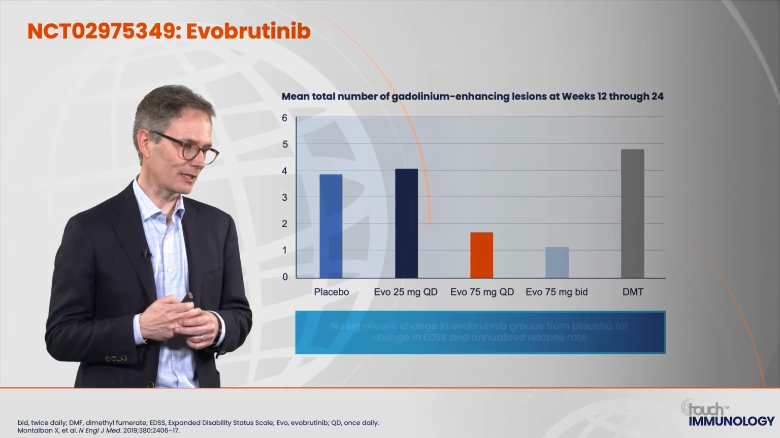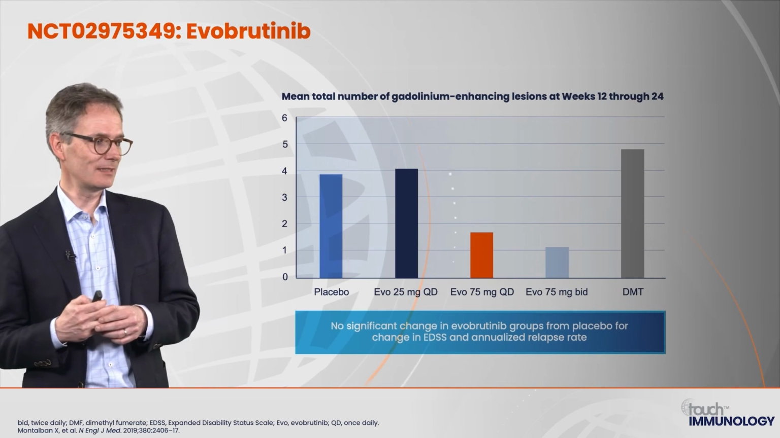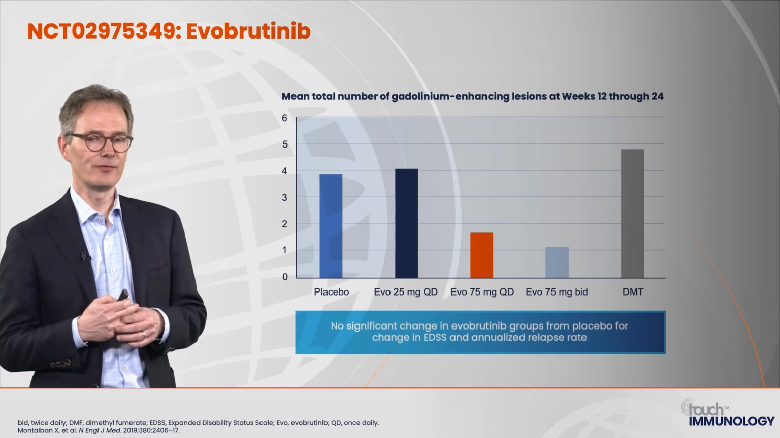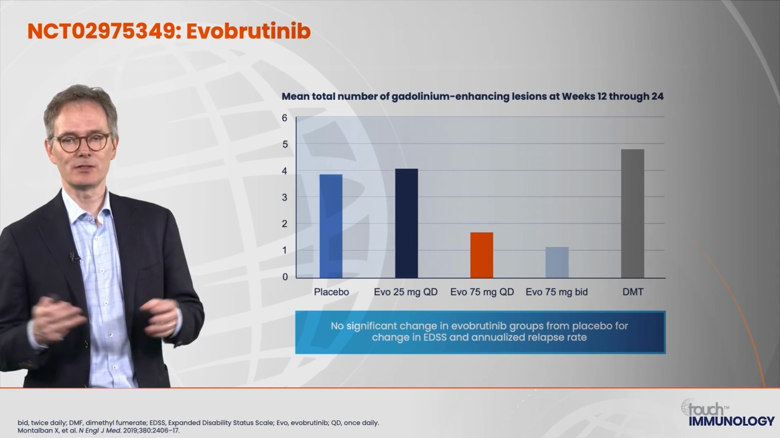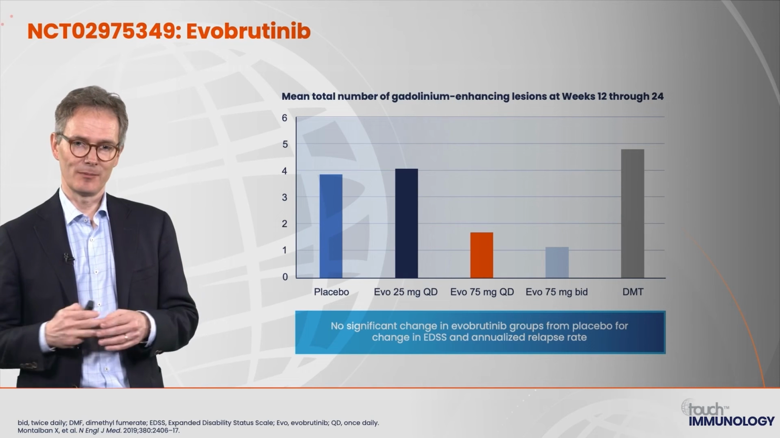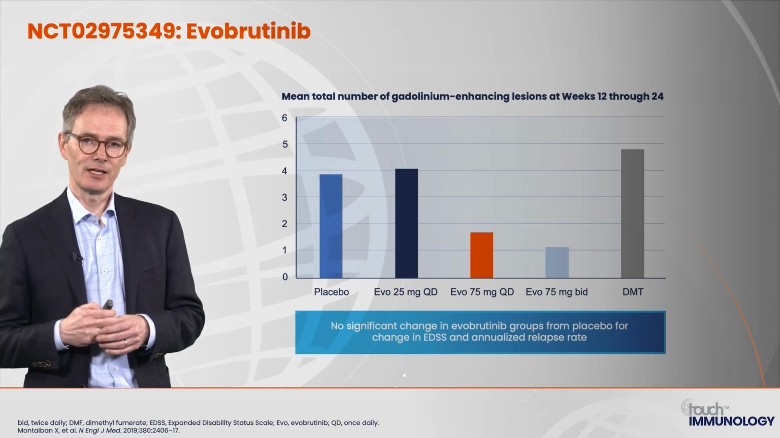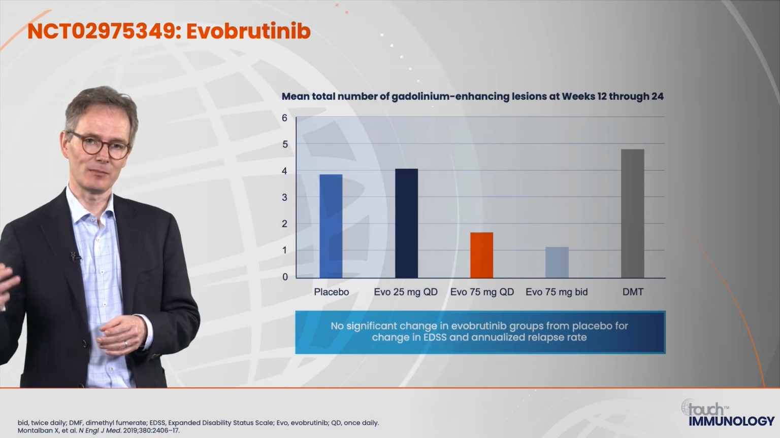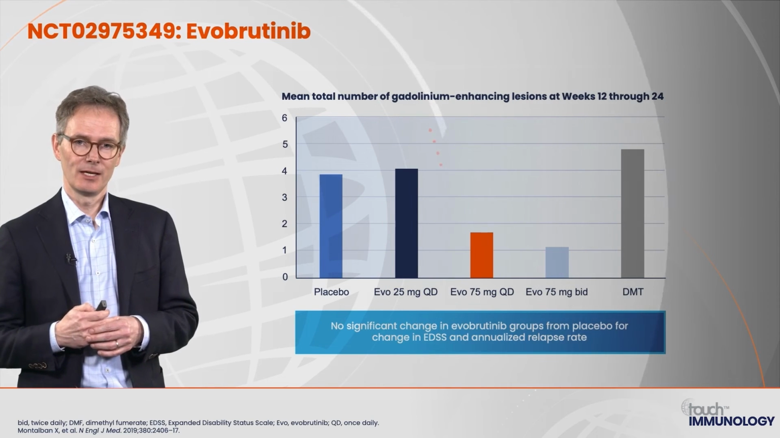The other outcomes, secondary outcomes, EDSS and annualized relapse rate, are often negative in phase 2 trials because, as I said, groups are small, the treatment duration is short, and often the drugs need a longer time to really become fully effective.